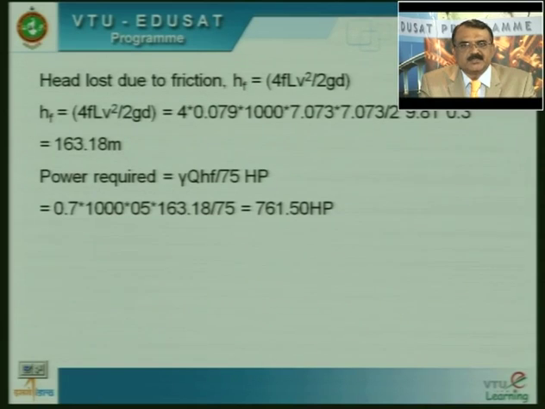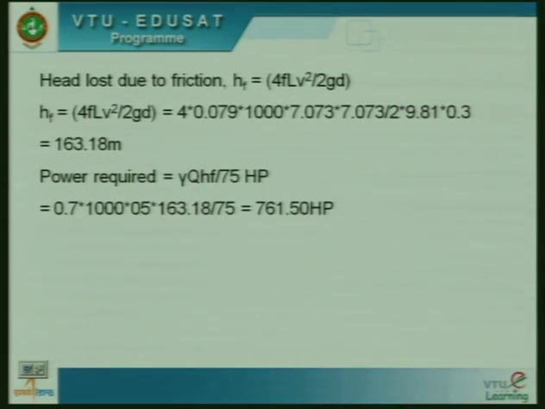So, gamma is the specific gravity of the fluid flowing in the pipe, 0.7, into 1000, the specific weight of water in the MKS system, into HF, which we just calculated as 163.18, divided by 75. If you simplify this, you are going to get the power required, that is 761.50 HP. So, this is how you calculate the head loss due to friction and the coefficient of friction, and if asked, you calculate the power required.